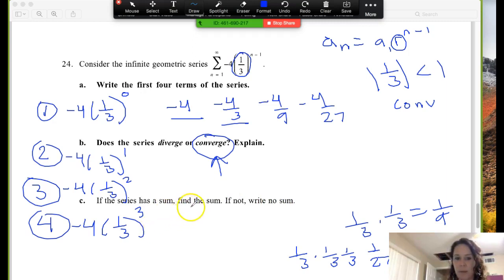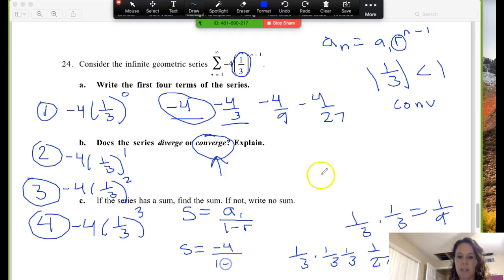Here's how I find a sum for an infinite series, going on forever, as long as it converges. I can find a sum. So the sum's easy. You take your first term. You don't know your last term because it goes on forever. And then you divide it by 1 minus the ratio. So the sum is going to be my first term, which is -4, and I divide it by 1 minus my common ratio, which is 1/3.